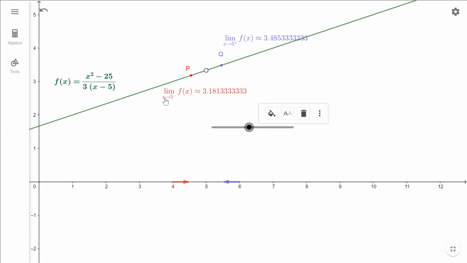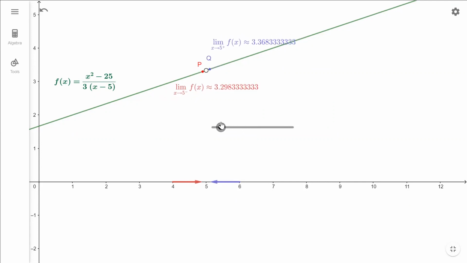So the limit of f(x) as x approaches 5 from the left means what is the value of f(x) as x approaches 5 from the left. And this one is, what is the limit of f(x), how far can f(x) go when x approaches 5 from the right? So that is the concept of limit. We are not looking for the exact value when x is 5. We just want to find out what is the limit that f(x) can go to as x approaches 5 in this case.